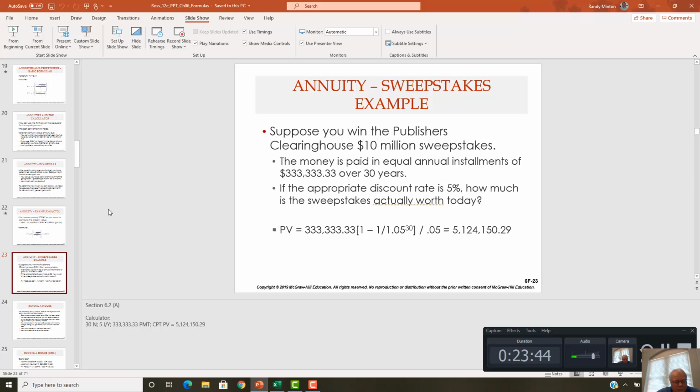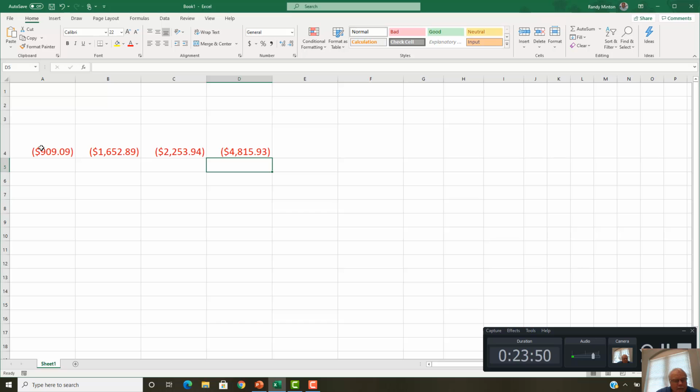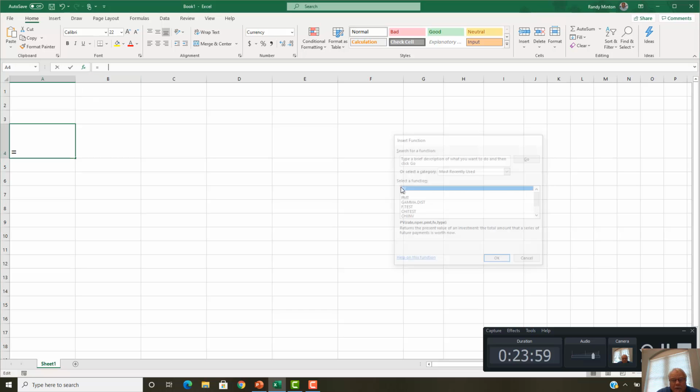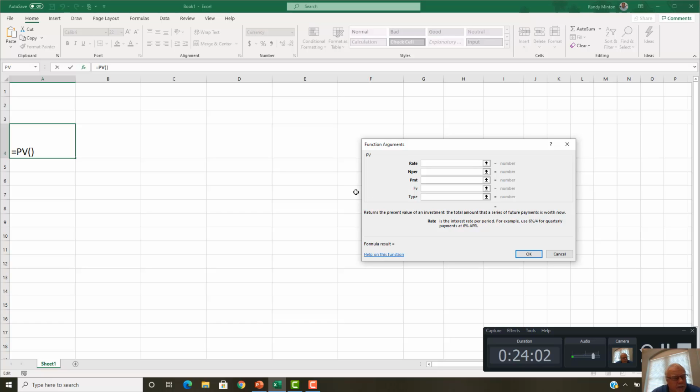actually worth? So let's pop over here to our spreadsheet again and get rid of this. We don't need it anymore. Now what we're going to do is look at the present value of what essentially amounts to an annuity, because it's going to pay you over 30 years at $333,000 a year. So your interest rate is 5%. We have a 30-year term, and the payment that they're going to make, notice that we're not going down here to future value. This is now the payment that they're going to make.